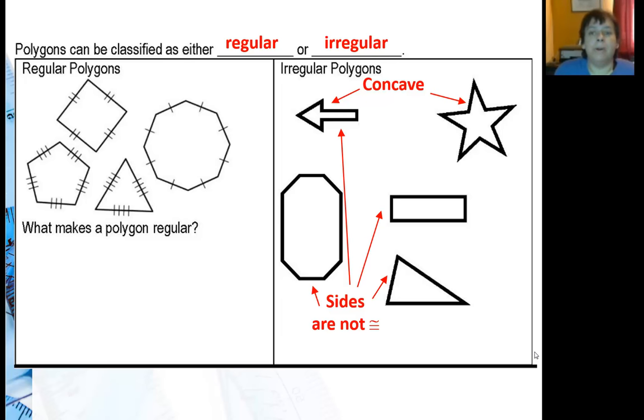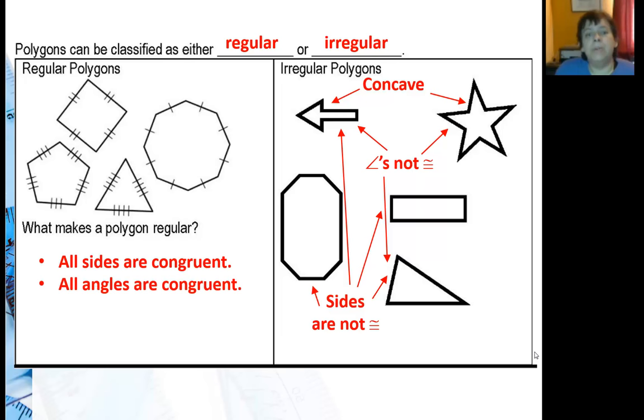Here you can see that the sides are not congruent for these polygons, but all the sides for the regular polygons are congruent. Also, the angles are not congruent. You could argue that, well, the star-looking one, all the sides are the same, but not all the angles are the same because you do have some acute angles and then you have some really obtuse angles. So the angles must be congruent. So what makes a polygon regular? All sides need to be congruent, all angles have to be congruent, and it needs to be convex.